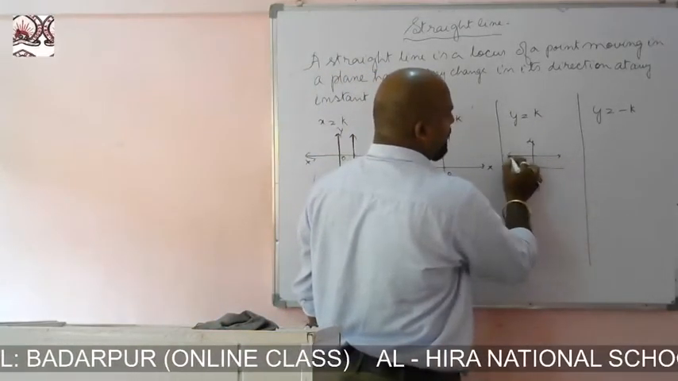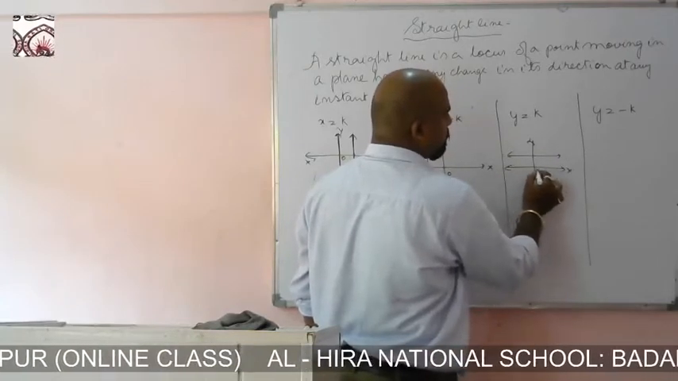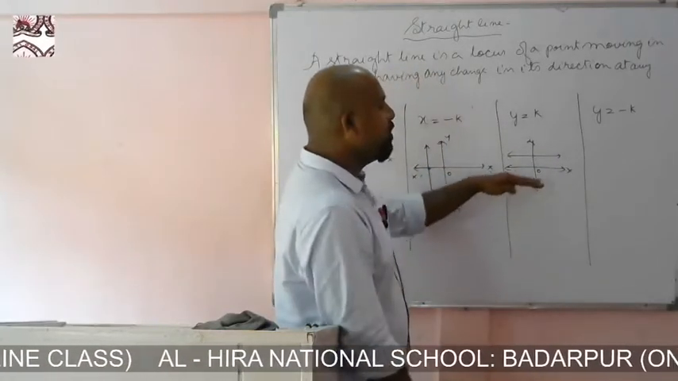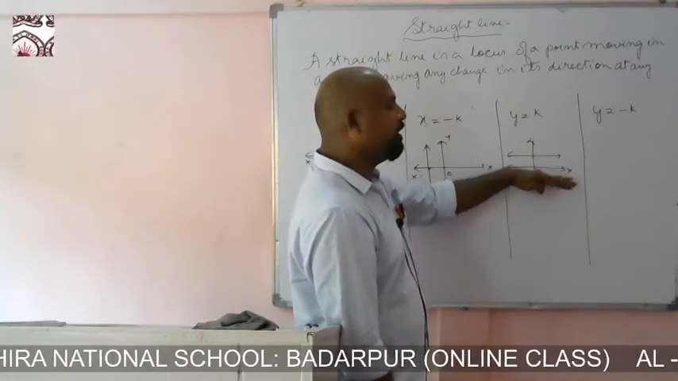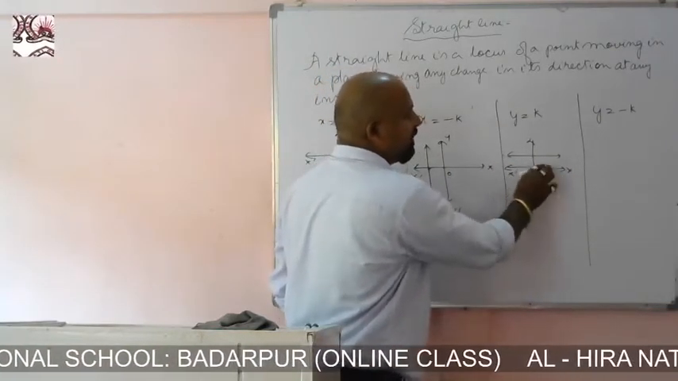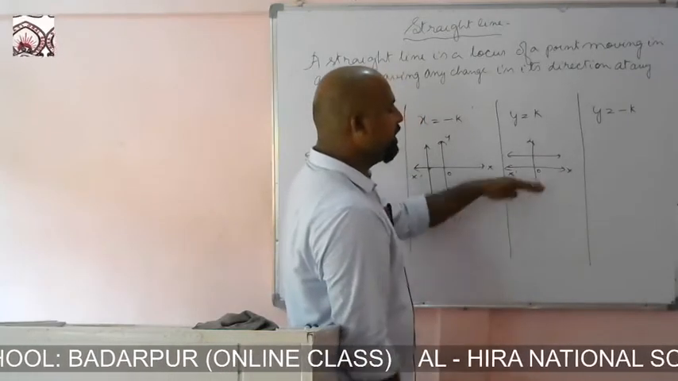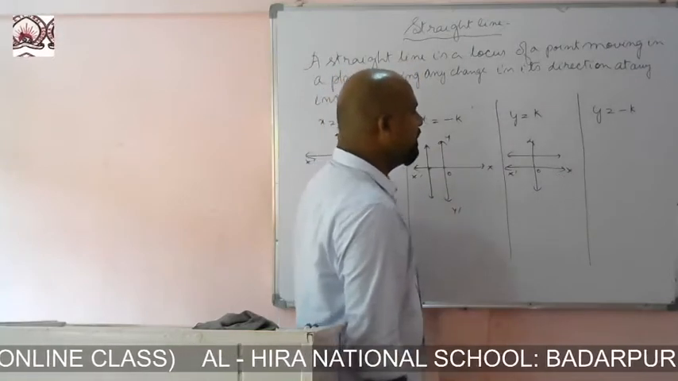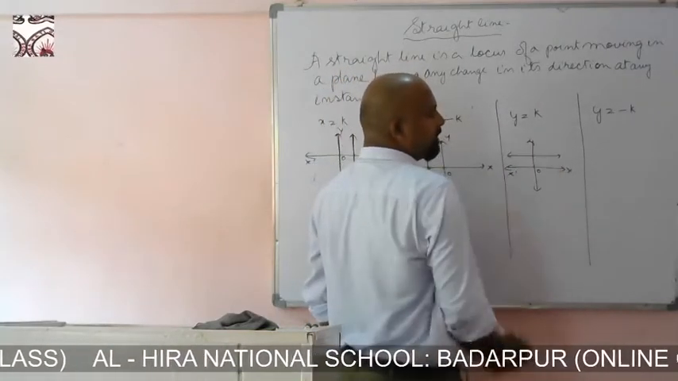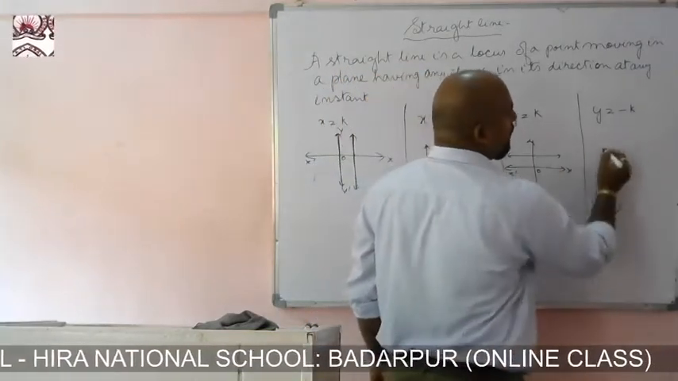then it will be a straight line. This straight line will be parallel to the x-axis, and it will lie above the x-axis. Okay. The line lies above the x-axis. And y = -k.